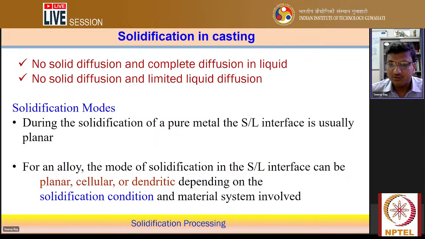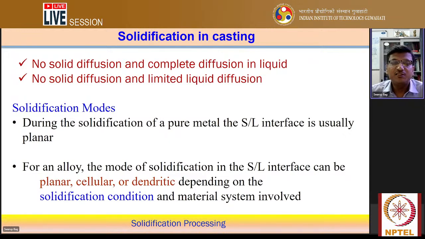What is the simplest way to understand solidification in casting? I'm not explaining the theory part, since you already know the theory. But in the casting process, when we explain this in the case of an alloy system, there is a range of temperature over which the solidification occurs, ideally between the solidus and liquidus temperature.